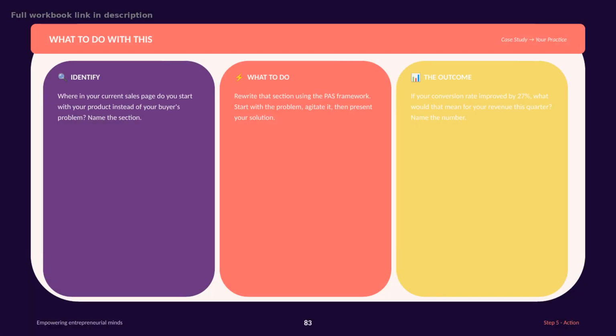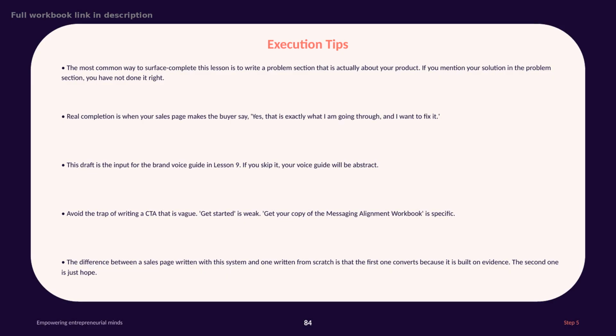Now apply that to your own page. Pause and answer these. Where in your current sales page do you start with your product instead of your buyer's problem? Name the section. Then, rewrite that section using the PAS framework. Start with the problem, agitate it, then present your solution. Finally, if your conversion rate improved by 27%, what would that mean for your revenue this quarter? Name the number. Here are the pitfalls to avoid.